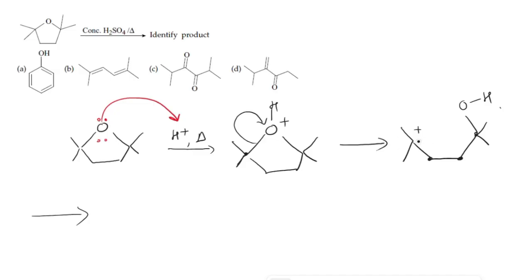Now, how can you stabilize this carbocation? By removing this proton, right? Because ultimately you have to get a stable product, right? So the carbocation is already tertiary. So just stabilize it by writing a double bond.